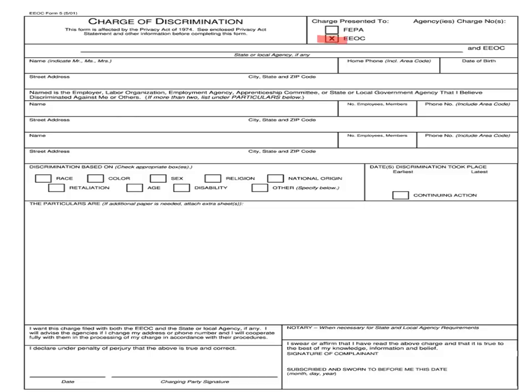You would check the EEOC box because it will be filed with EEOC. Check the FEPA box if you're filing a charge on the state and federal level, and you would put the state agency name here. Include your name, your home phone, date of birth, street address.